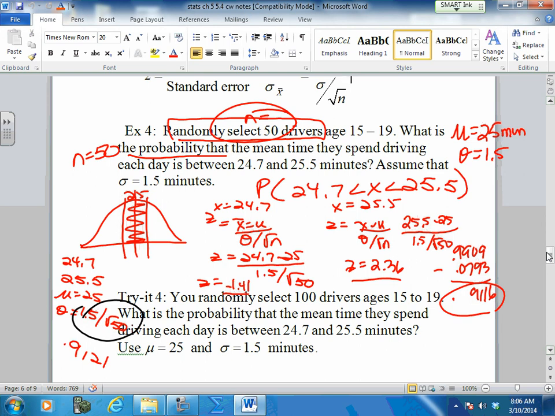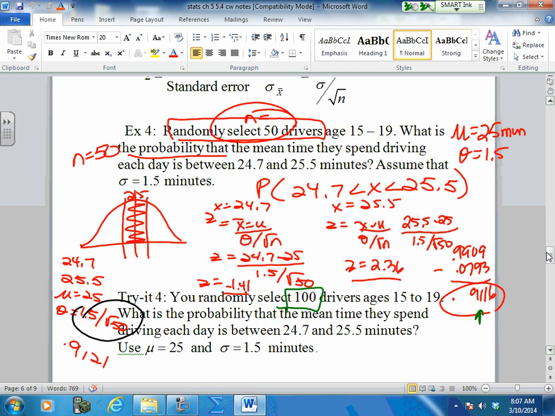Now, in this next one, we randomly select 100 drivers to be in our sample size. Everything else is staying the same. So if I increase my n from 50 to 100, what's going to happen to my standard deviation? Not double, but it would increase, right? Okay, what's going to happen to your areas now?